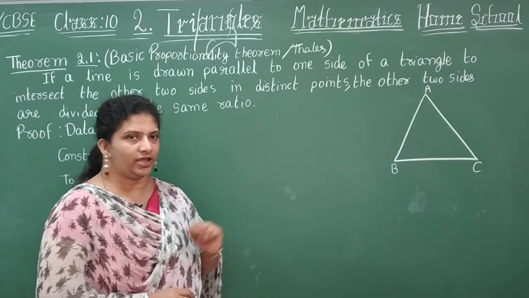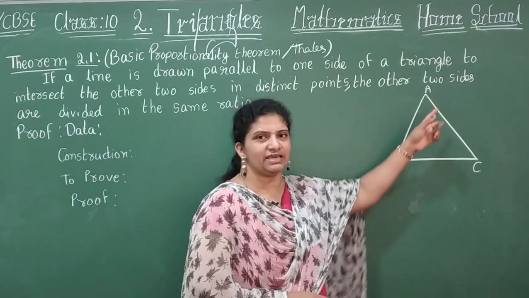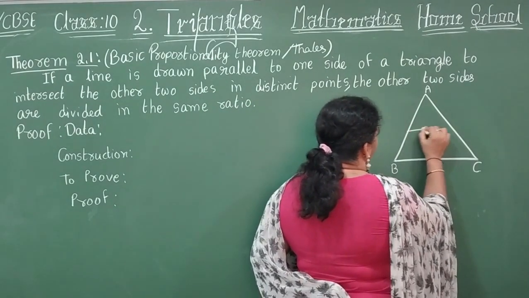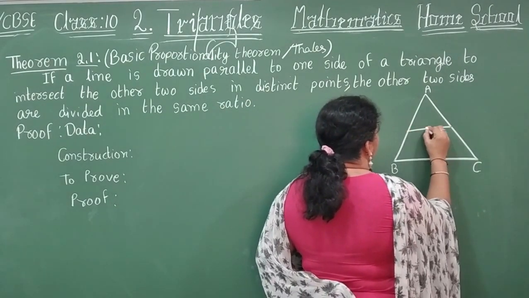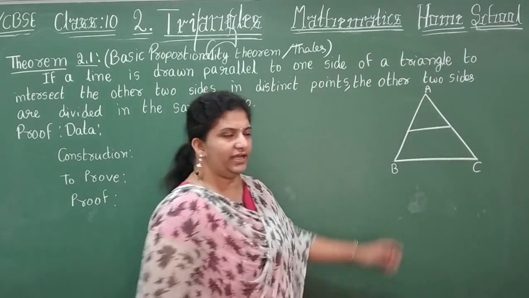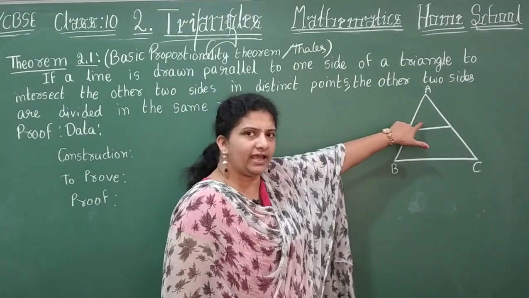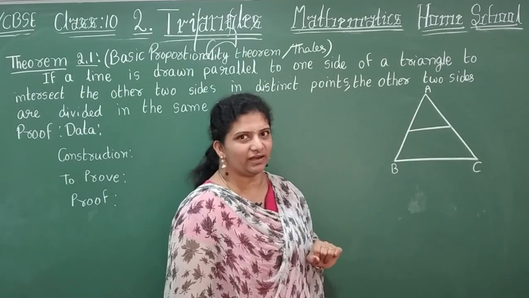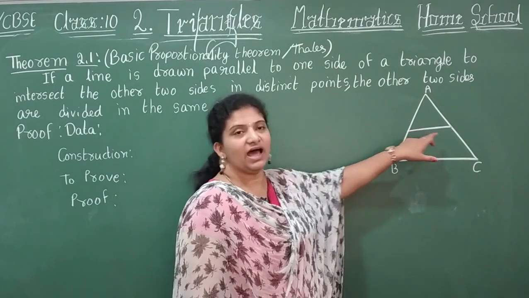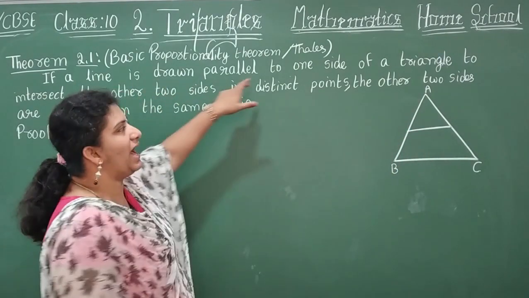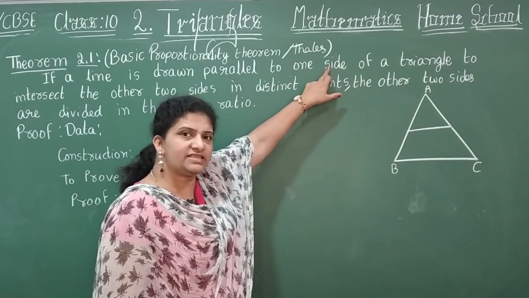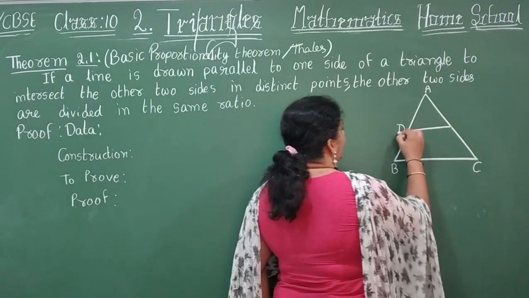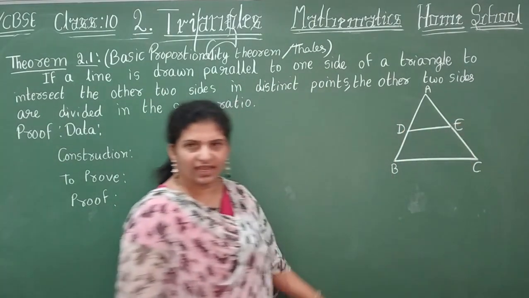So where shall we draw here? AB, BC, CA are the 3 sides, right? Let me draw a line here. This line divides the triangle into one small triangle and one trapezium part. Yes or no? This makes your trapezium part. So, if a line is drawn parallel to one side, which side is it? BC. What is that line? DE. Now, let's read again.